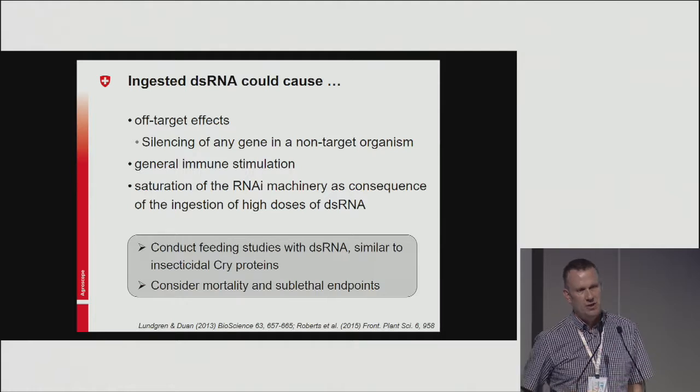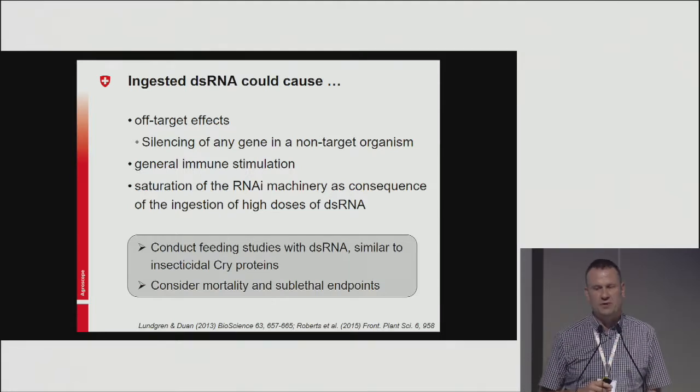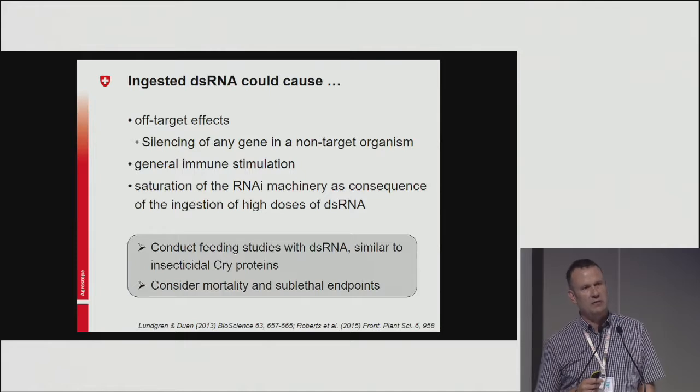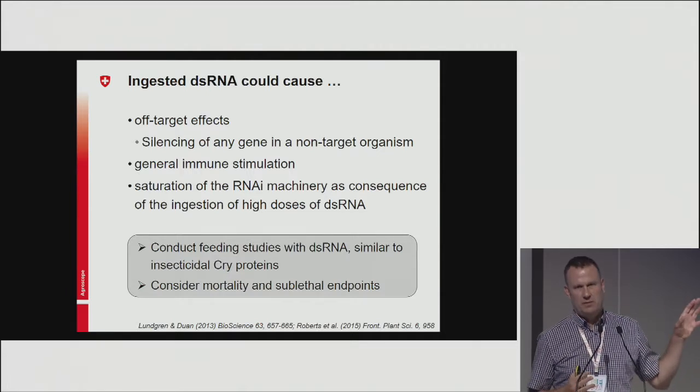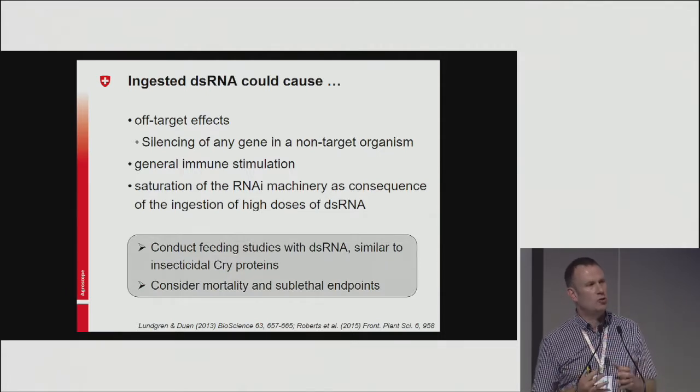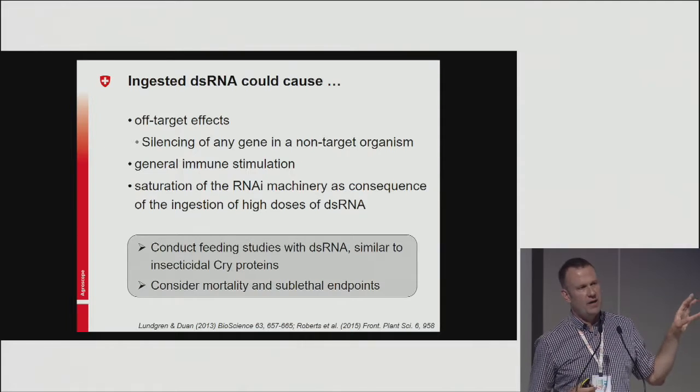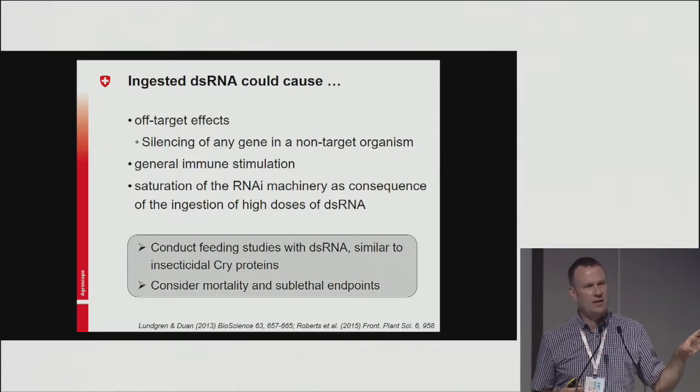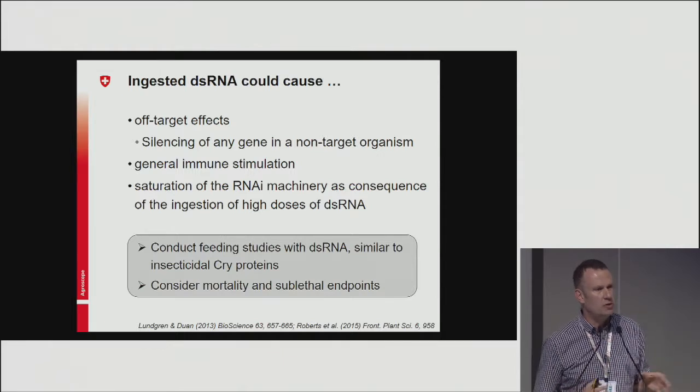So we are talking about a very sequence-specific effect. The other two, the general immune stimulation and the saturation of the RNAi machinery, are something that we call sequence-independent effects. There is some evidence that insects respond to high doses of RNA in a very unspecific manner. So they get into trouble, and this will have physiological consequences for the insects at high concentrations. But if I know all that, I think we are still fine if we do feeding studies as we have done in the past, for example, for Bt toxins, as we have done for systemic insecticides.